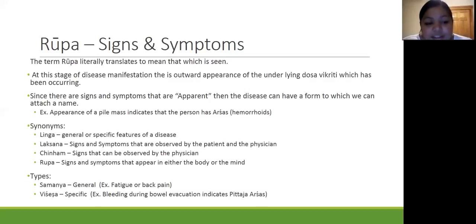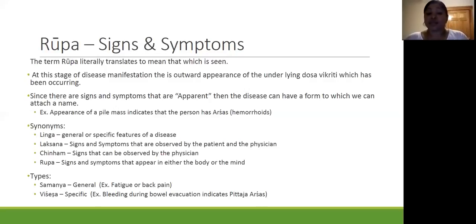So again, in this also there are types. There is samanya, which is general signs and symptoms, and you have vishesha, which is specific signs and symptoms. In the classical texts, when they talk about the rupa of a disease, they talk about the general signs and symptoms, things like the person will feel discomfort, they'll feel a pricking pain, or they won't be able to sleep at night, or they may have distension of the abdomen or upward movement of vata. These are all somewhat general signs and symptoms.